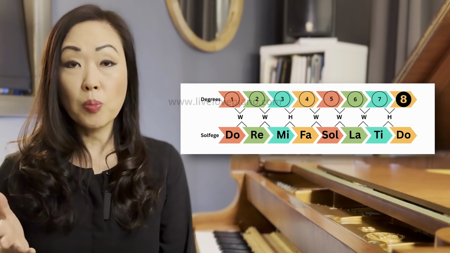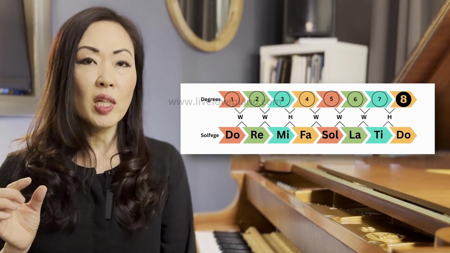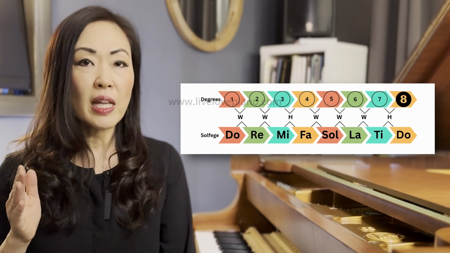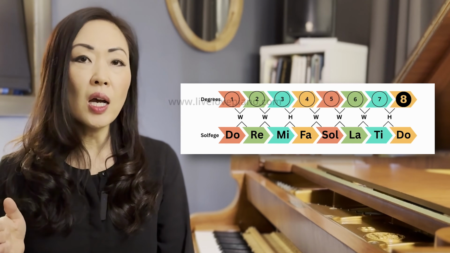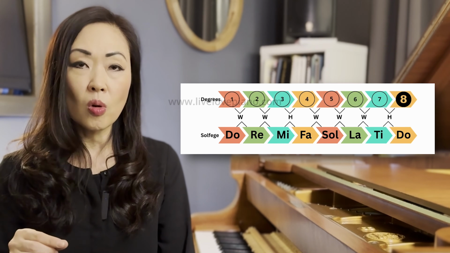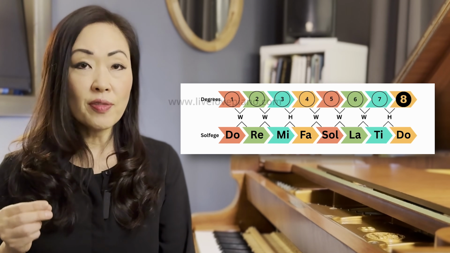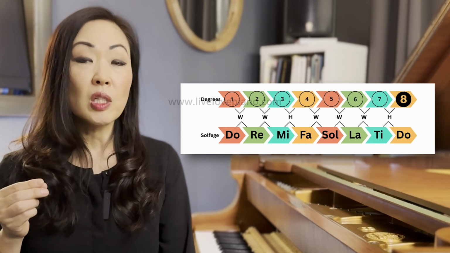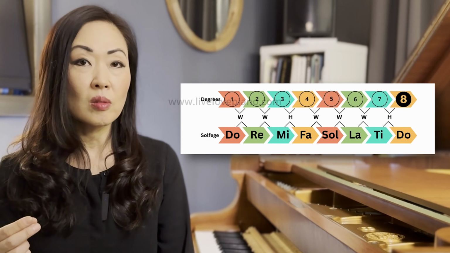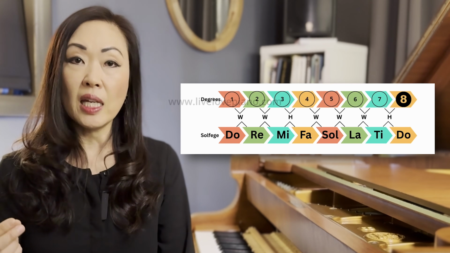And one of the most important things to remember is that in a major scale, there's a half step between mi, fa, and also between ti, do. Or if we say it by degree names, we have a half step between degree 3 and 4, between the 3rd and the 4th note, or degree 7 and 8.